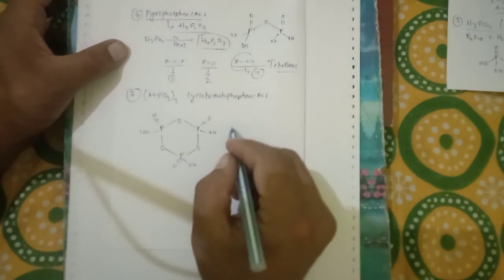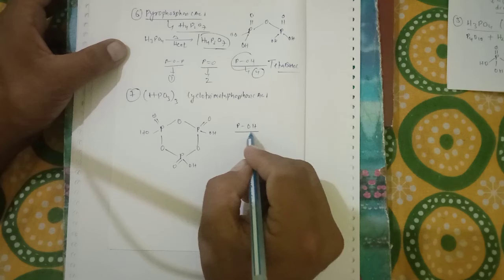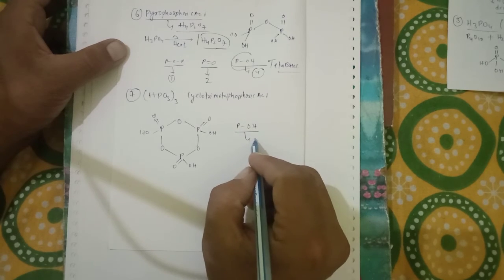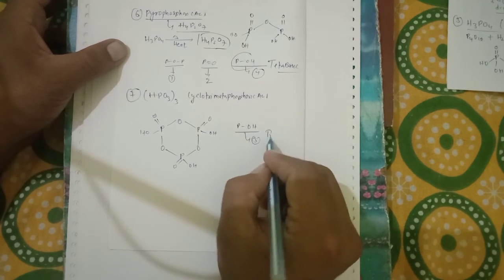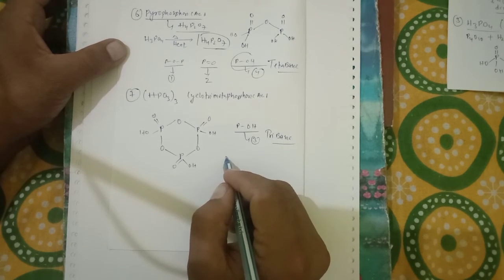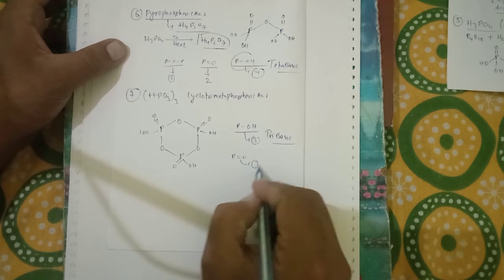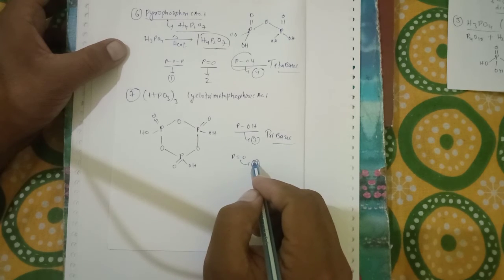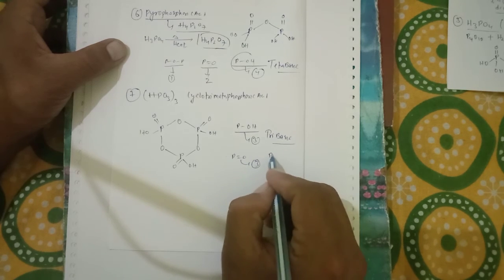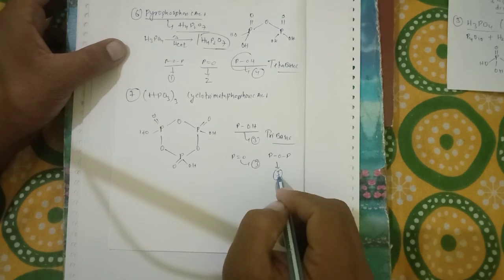So overall, we find here the P-OH bonds. How many P-OH bonds are present? That will be 3. So it will be tribasic in nature. And how many P double bond O bonds are there? That is 3 in number. How many P-O-P bonds are present? That is 3 in number.